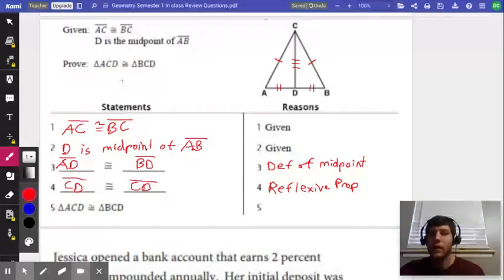Okay, and then that allows us to say those triangles are congruent because now we have 3 pairs of sides that are congruent. And once we have 3 pairs of sides that are congruent, we know those triangles have to be the same size and shape. So we can say triangle ACD is congruent to triangle BCD by side, side, side. Okay, again, fairly easy, fairly straightforward, I think.